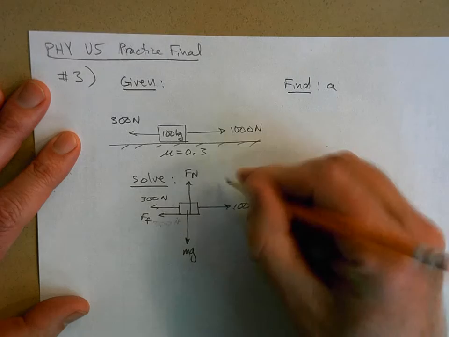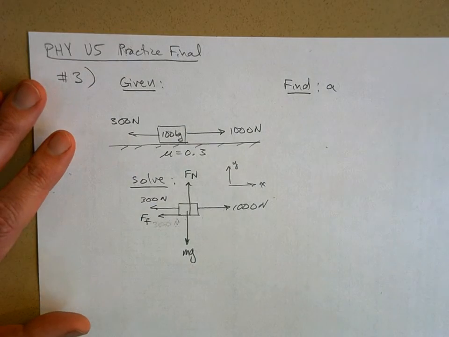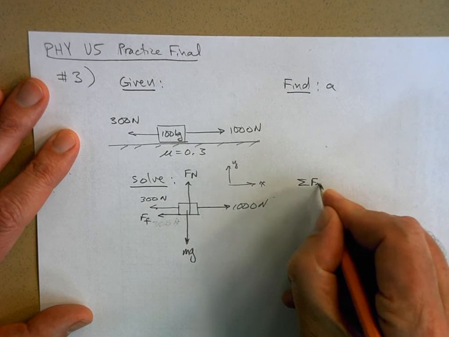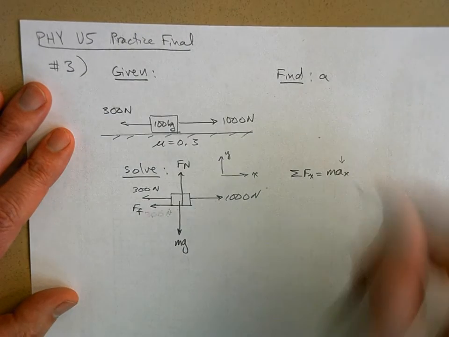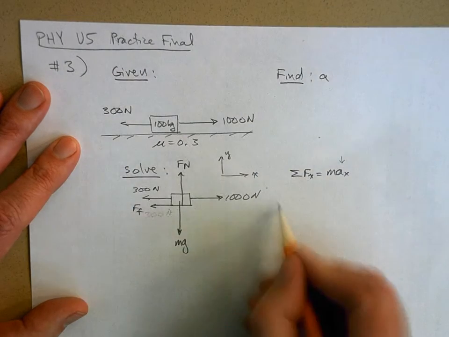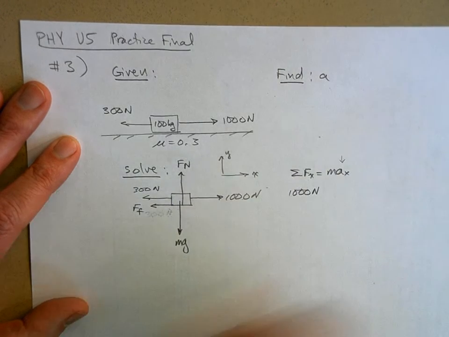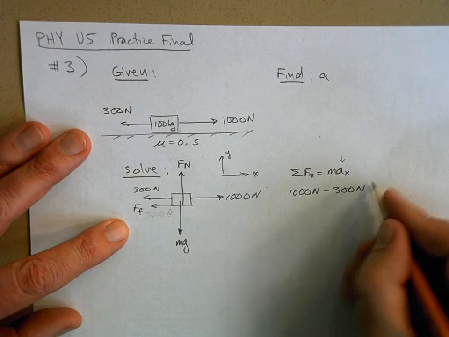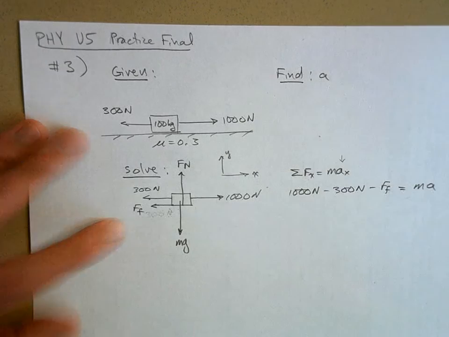Let's make to the right positive x. Let's make positive y. Now, the next step of the procedure, this is step 3. Step 4, let's sum the forces in the x direction equals ma in the x direction. And this is what I'm looking for, that acceleration in the x direction. So let's add up all the forces. Look at the free body diagram, and I say, all right, in the positive x direction is 1,000 newtons. And then we have minus 300 newtons. And then we have minus the force of friction. And that's going to equal ma.